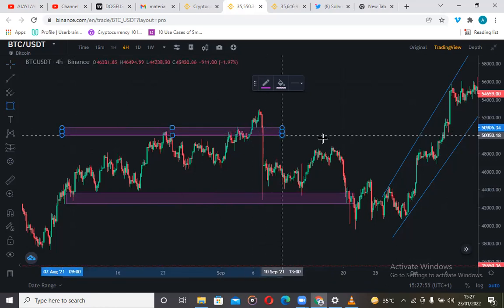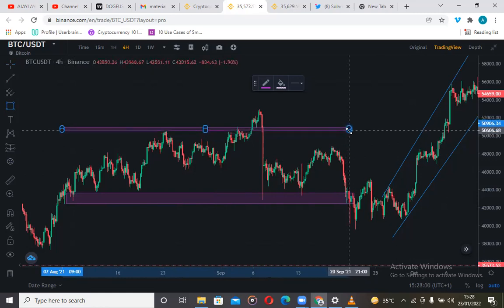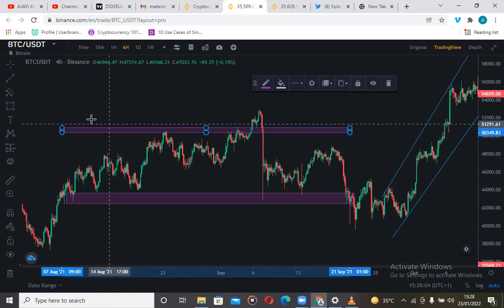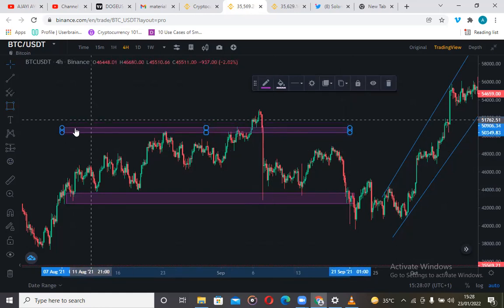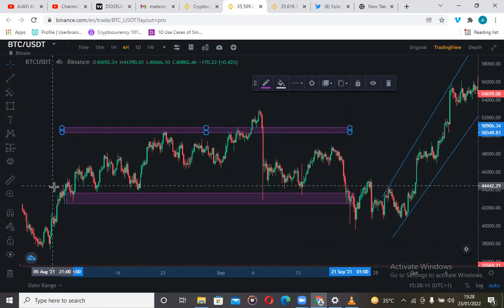And that's why you will get clear on the reason why you buy coins when they are dipping and sell them when they are rising. So this will help you.